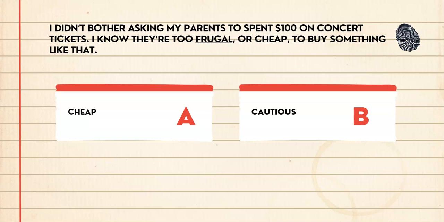All right, last one. I didn't bother asking my parents to spend $100 on concert tickets. I know they're too frugal or cheap to buy something like that. Do you think frugal means cheap or does it mean cautious? Select your answer. All right, this is one of my favorite types of context clues. This was a definition example. What's nice is it gave us the definition right here in the sentence. So frugal does mean cheap.